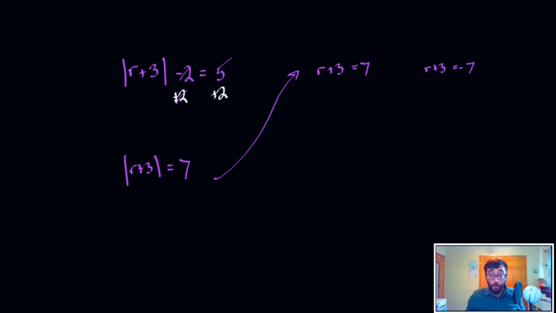Set up your two equations if necessary. Might be only one. And now step 3 is we want to solve these equations. So I'm going to solve each of these. So the only thing I need to do is subtract 3 from each side.